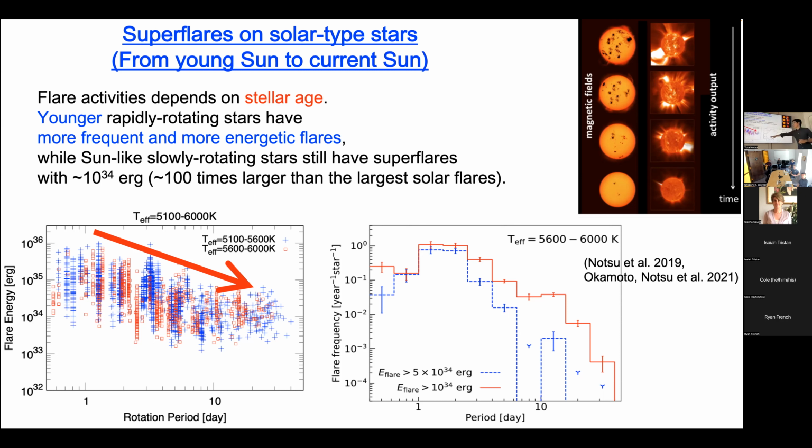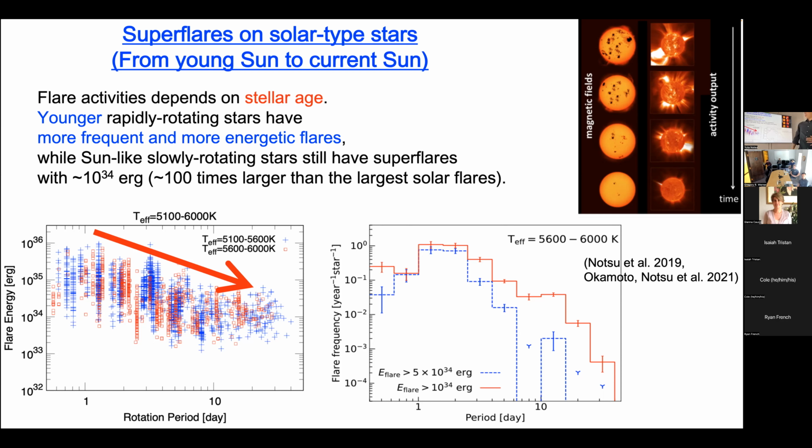And frequency can also be plotted. The young stars have a higher frequency, and the slowly rotating stars have a smaller frequency. So anyway, flare activity depends on stellar age. Very young stars are actively and rapidly rotating, with a lot of starspots, and show more frequent, more energetic superflares. While even sun-like, slowly rotating stars still have superflares 10^34, 100 times larger than the largest solar flares.